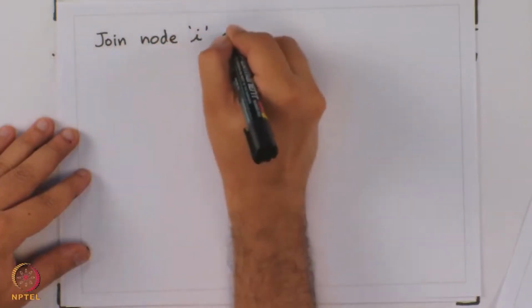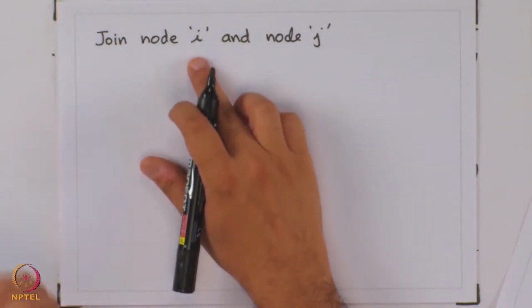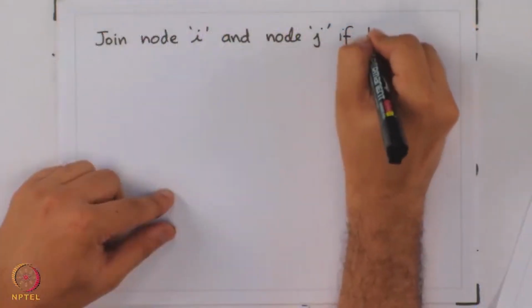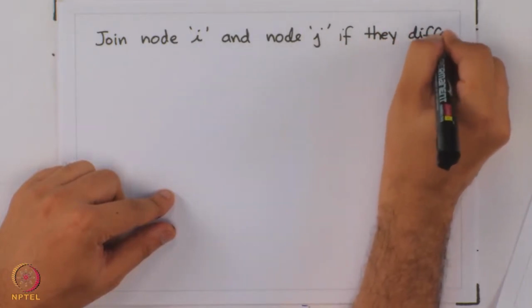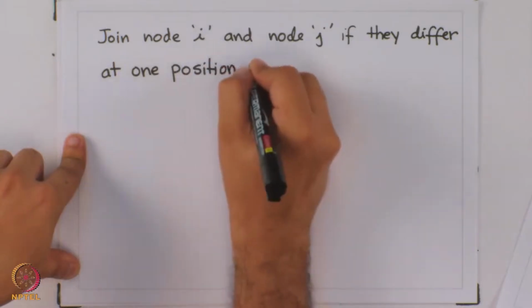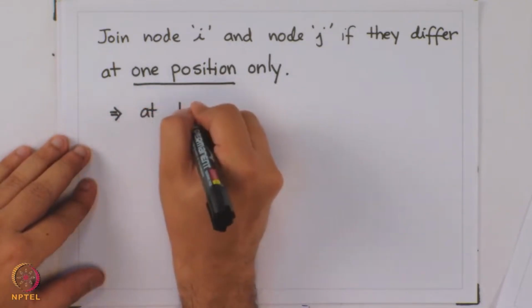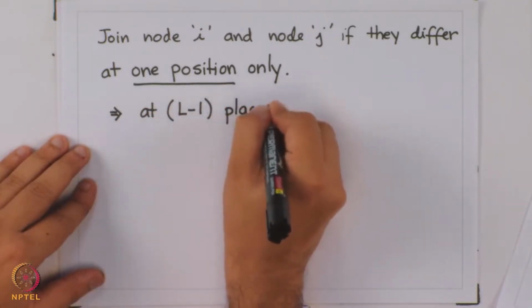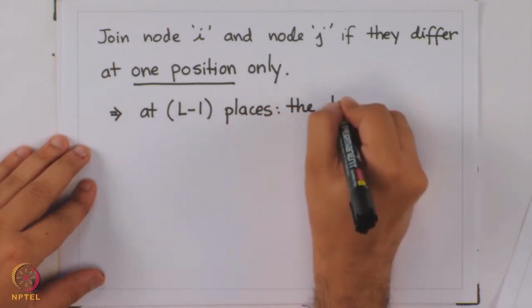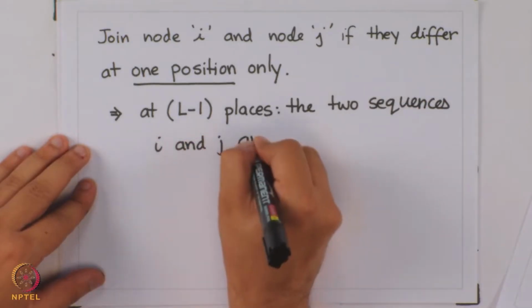Next, what we are going to do is join node I and node J. Node I represents the DNA sequence corresponding to that particular node, because remember, each node corresponds to a distinct DNA sequence which is of length L. Now, we are going to join node I and node J if they differ at one position only, which implies that at L minus 1 places the two sequences I and J are identical.